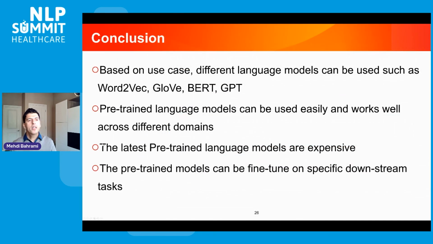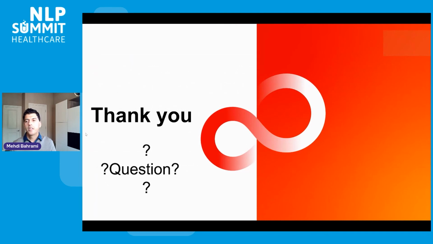In conclusion, based on the use case, different language models can be used, such as word2vec, graph, BERT, and GPT. Pre-trained language models can be used easily and work well across different domains, but the latest pre-trained language models are expensive. Regularly, we try to use DistilBERT. If you want to train the model, it might be time-consuming and expensive to train from scratch. The pre-trained model can also be fine-tuned on a specific domain downstream task.